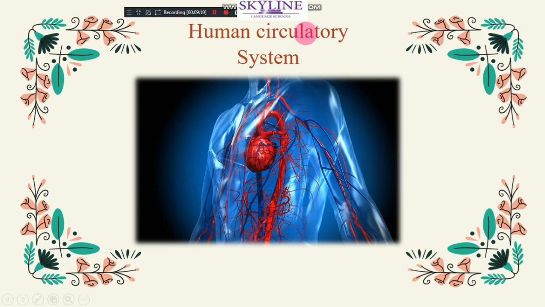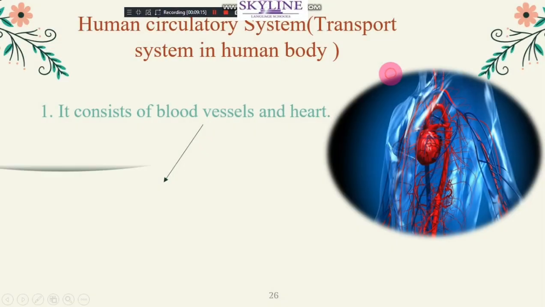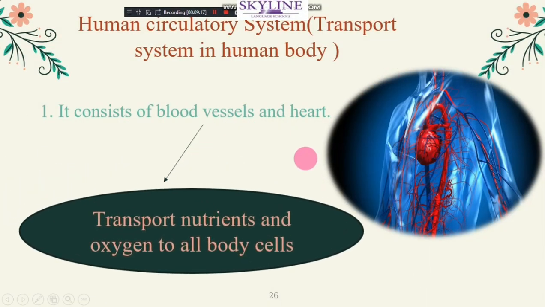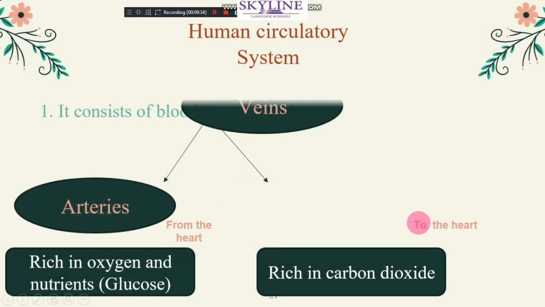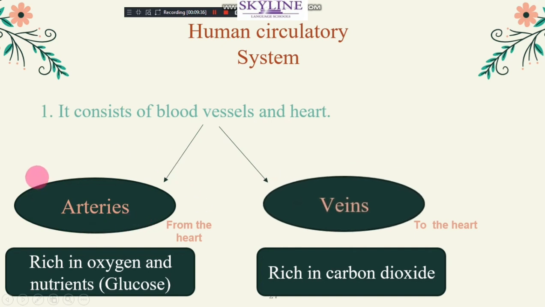Inside the plant it consists of vessels called phloem and xylem, but inside us they are called arteries and veins. It consists of blood vessels and the heart. But inside the plant, it's vessels only, no blood vessels. It transports nutrients and oxygen to all our body. It consists of arteries and veins. What's the difference? Arteries are rich in oxygen, but the veins are rich in carbon dioxide.